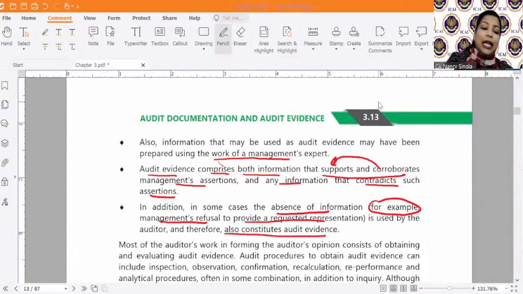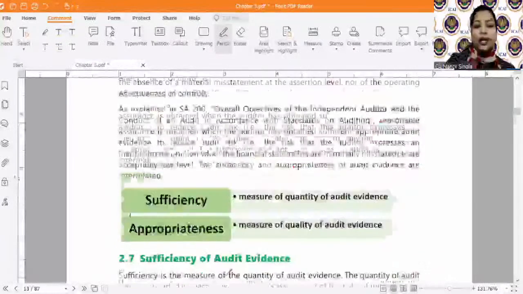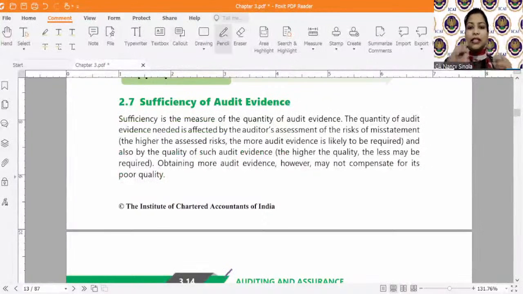Okay. Now, students, I just told you how much audit evidence is sufficient. Sufficiency depends upon the auditor's professional judgment.